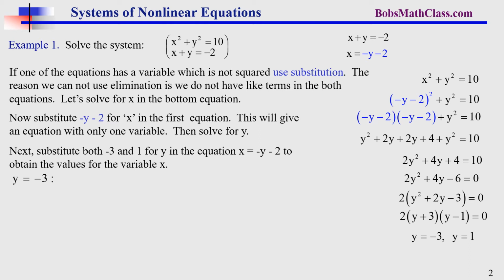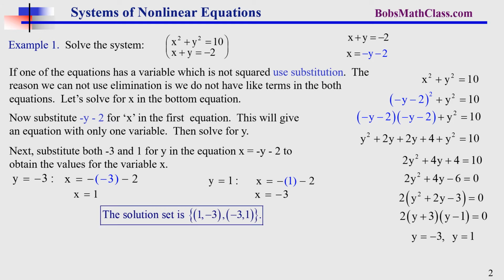So plug in y equals negative 3 first. There's already a negative sign, so it's negative 3 minus 2. Of course, negative negative 3 turns out to be a positive 3. And that gives you 1. Now plug in the other one. And that'll give you negative 3. So now we have our two solutions. Remember to put the x first, so it's x, y. So 1, negative 3, and negative 3, 1.